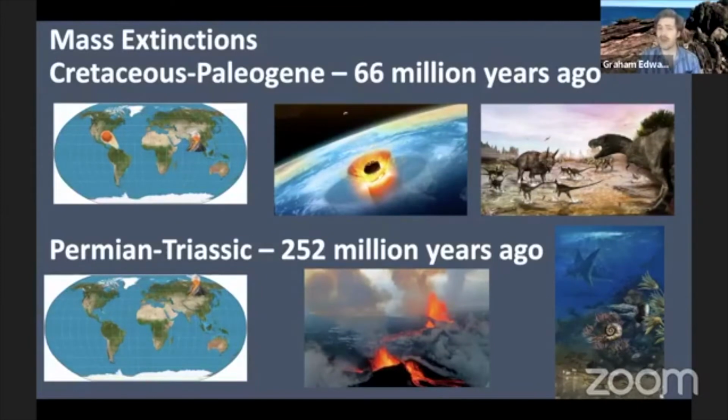But if we thought that was bad, Gavin, things were even worse at the end of the Permian. What was happening then? That's right, Graham. So the KPG, or the Cretaceous mass extinction, is probably the most famous, but it's not the largest mass extinction in Earth's history. That goes to the Permian Triassic mass extinction, which you point out is 251 million years ago.